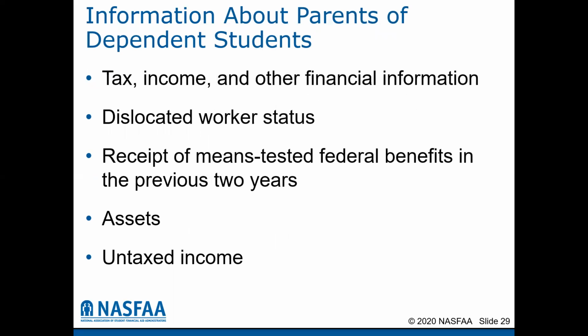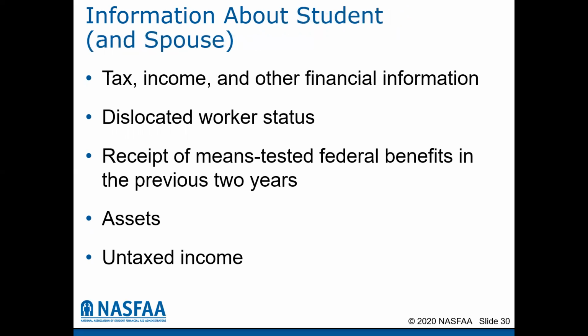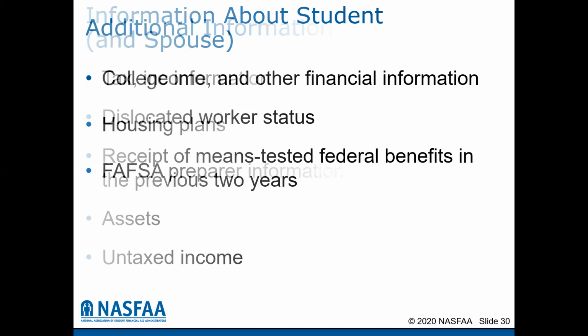Information about parents of dependent students. So this is if a student answers no to all 10 of those questions and is considered a dependent student, then we will also need this information from parents. The tax, income, and other financial information, dislocated worker status, receipt of means tested federal benefits in the previous 2 years, information about assets and untaxed income. That same information will also be asked about the student as well as their spouse if they are married.